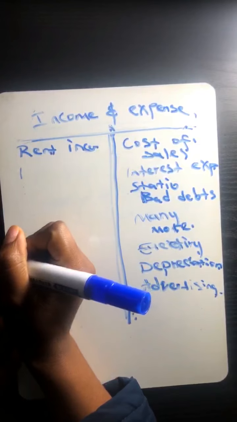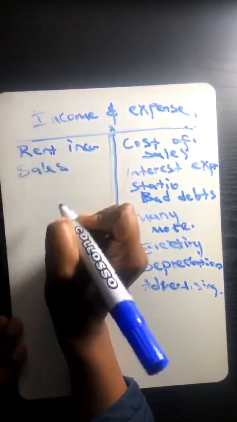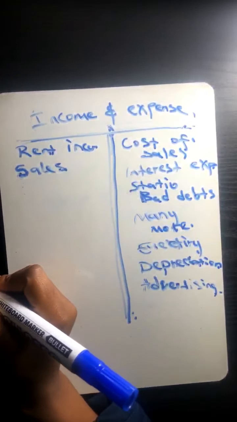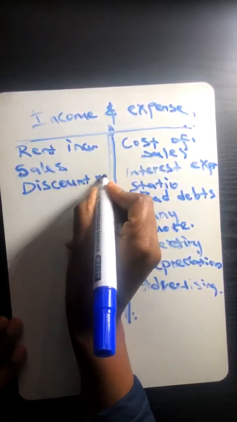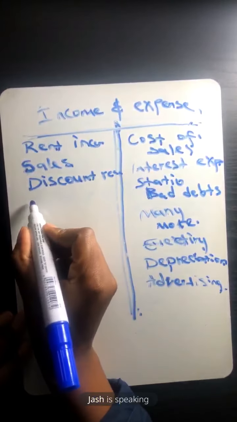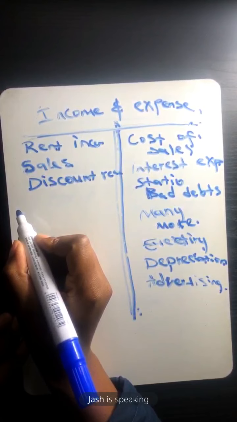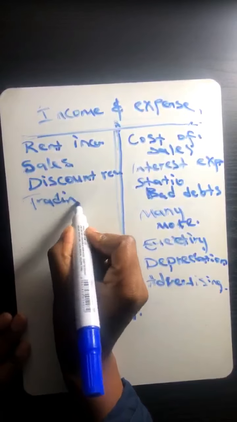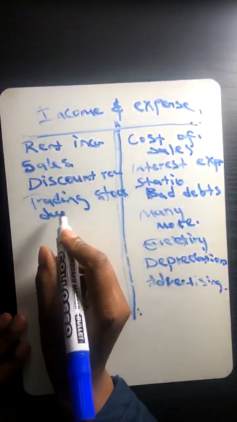Okay. Sales, you also have sales this side. Remember, somebody said sales is an asset, sales is income. And you're gonna have discount received. You also gonna have trading stock deficit. I can't hear that. Trading stock deficit. Yes, trading stock deficit.